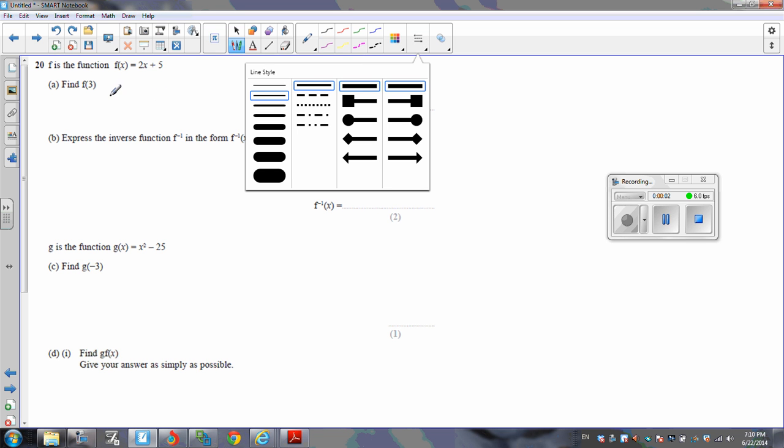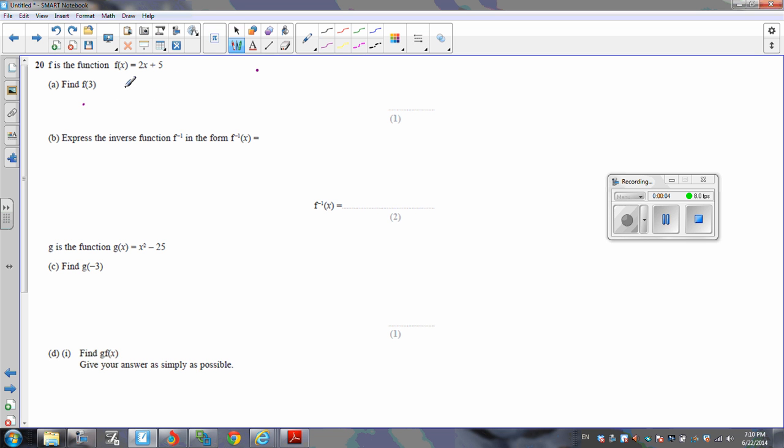Okay, first of all, we have f of x is 2x plus 5. F of 3 then is going to be 2 lots of 3 plus 5. Well, that's just 6 plus 5, which is 11. Okay, quite straightforward.